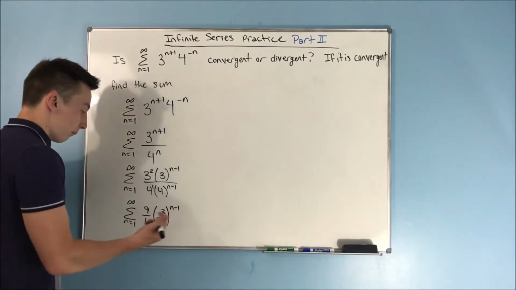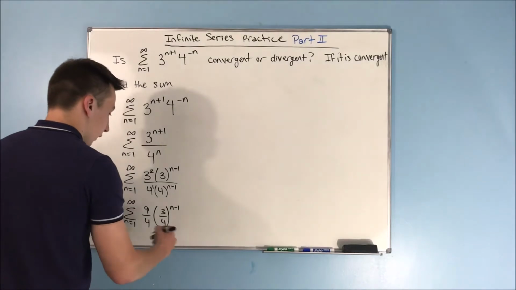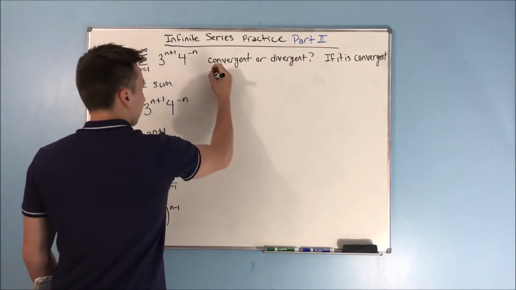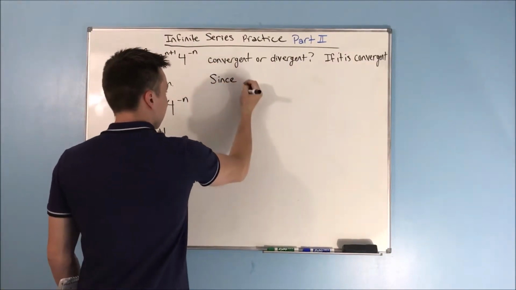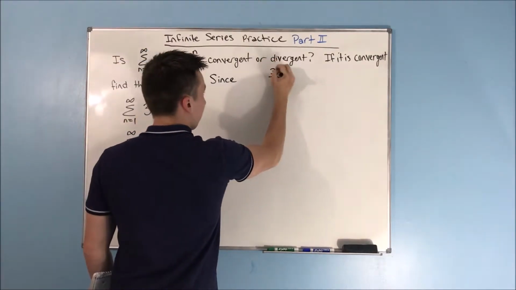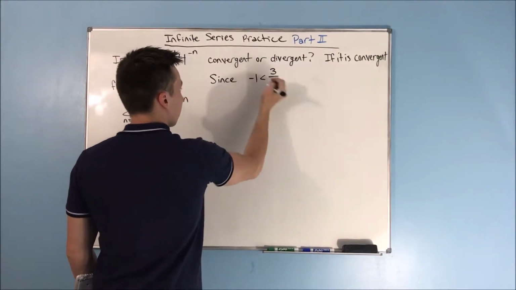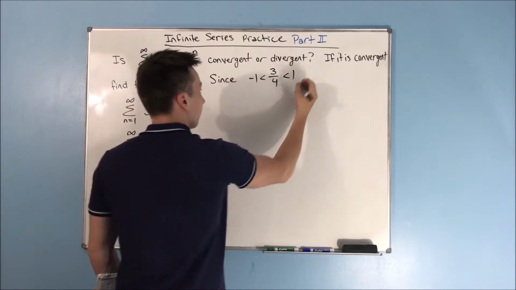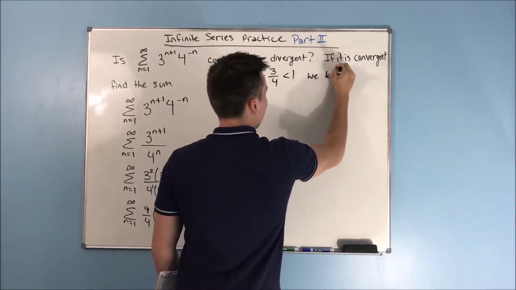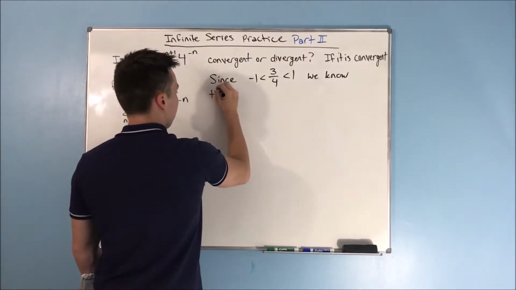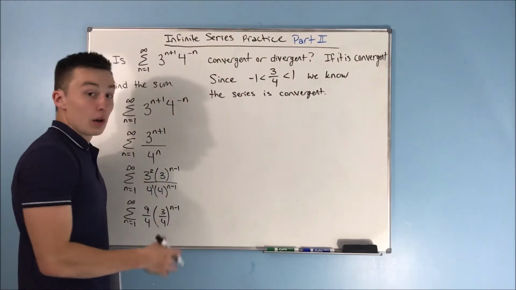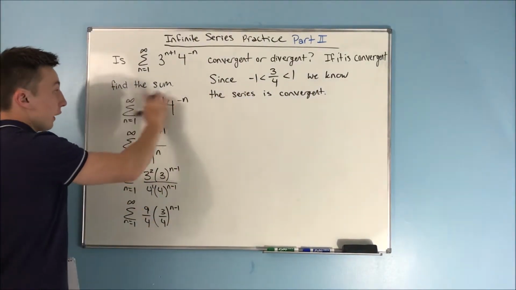Alright, and 3 over 4 is less than 1, and it's also greater than negative 1. So since 3 over 4 is greater than negative 1 and less than 1, we know this series is convergent. So now we just have to find the sum.